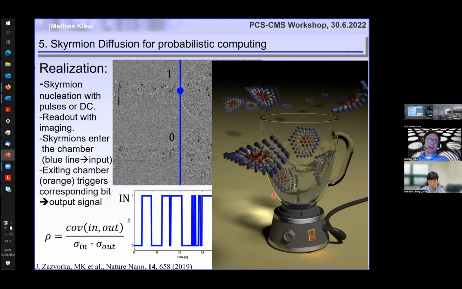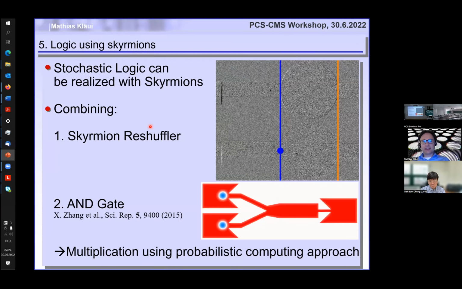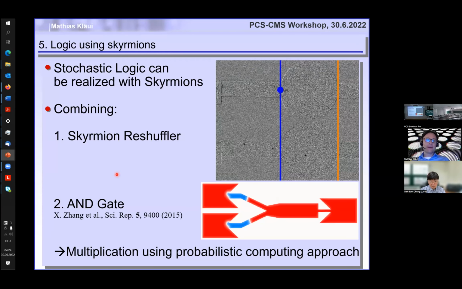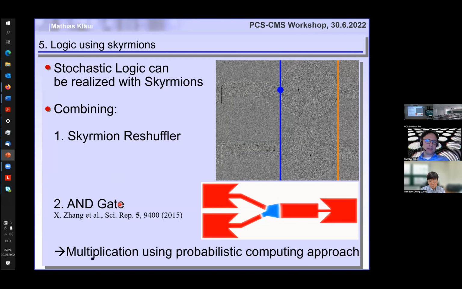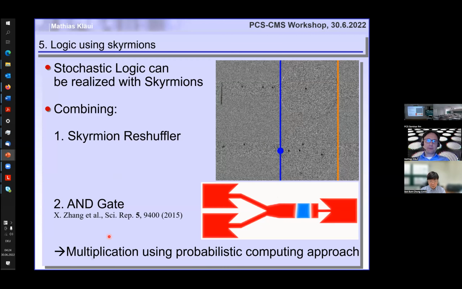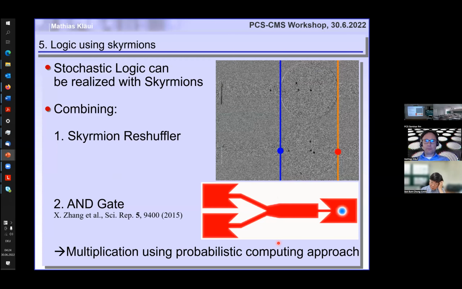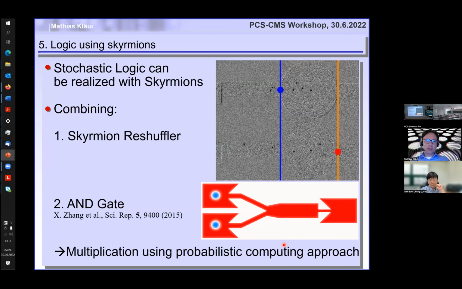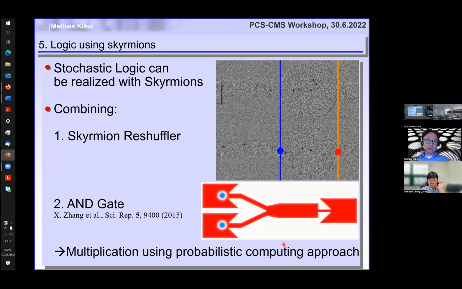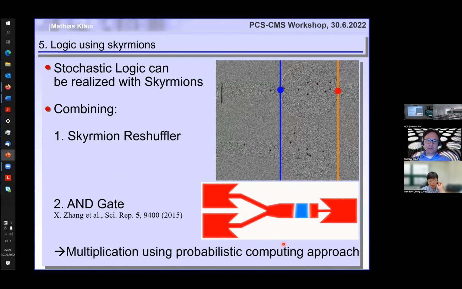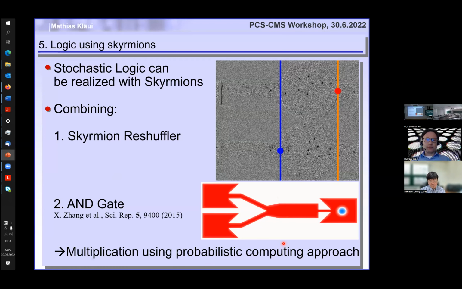And now we can combine our skyrmion reshuffler with an AND gate, as suggested in this paper here, and thereby we can actually multiply numbers using probabilistic computing with very low power. So that's the first approach for which we need these topological spin structures, these skyrmions. Now we come to the second approach.